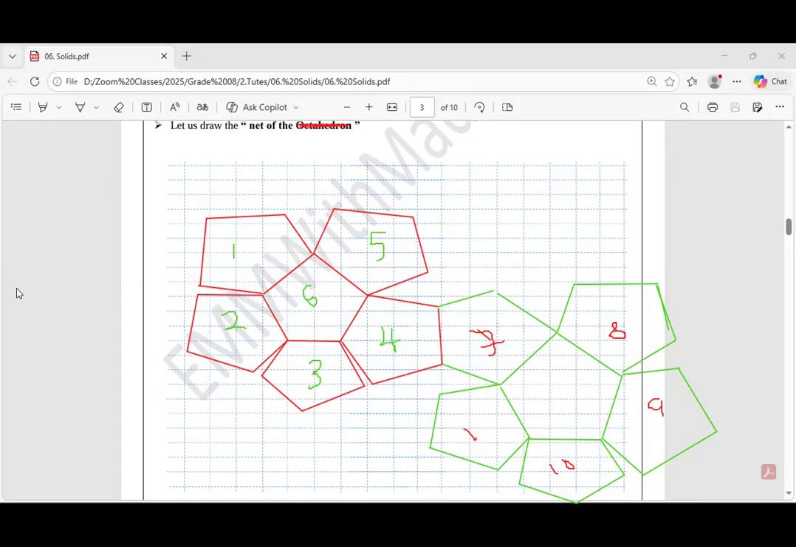No need to number. Please give it a try to draw a similar figure to this. So this is called the net of the dodecahedron, because for the dodecahedron we have 12 identical pentagonal shaped faces. So once you have drawn, please let me know.